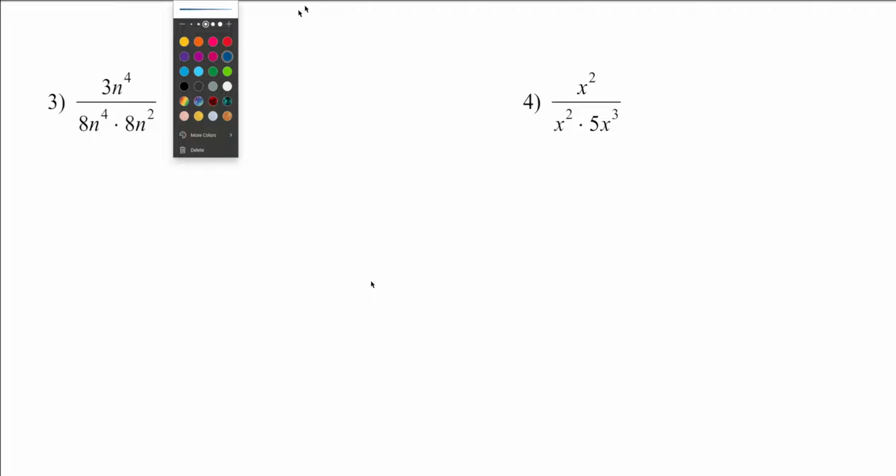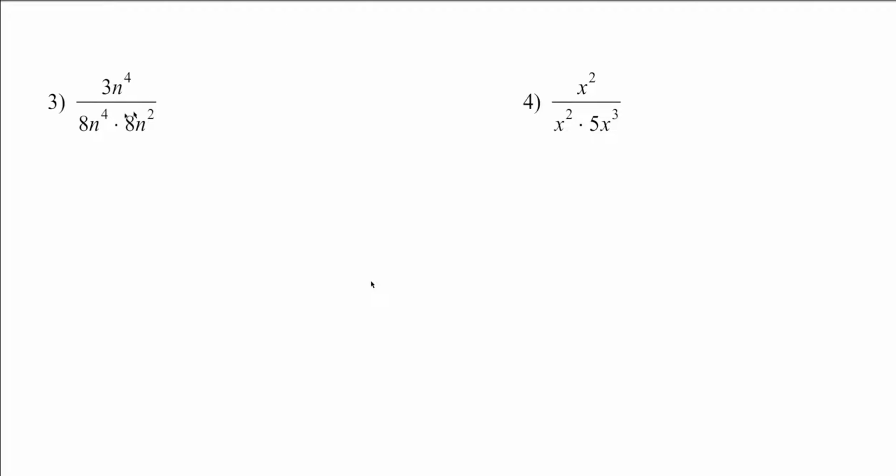Okay, so we've got nothing to combine on the top, so I'm going to keep it as I see it, 3n to the 4th. But I can combine the bottom. So 8 times 8, that's 64. And then I'll add 2 plus 4. 2 plus 4 is 6, so I get n to the 6th power on the bottom. Sweet. I've combined. Now it's time to reduce.